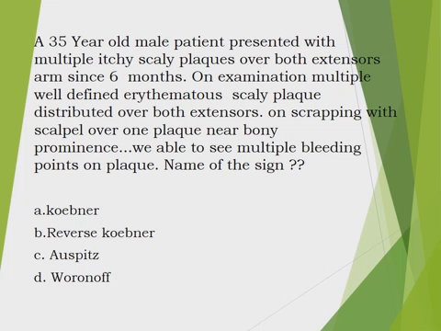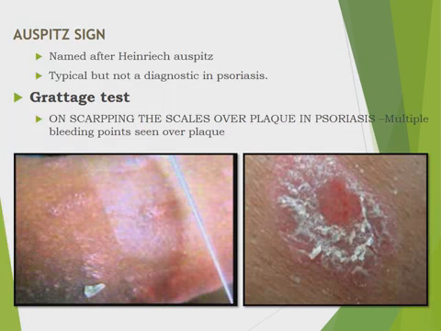Let's see each sign one by one. Auspitz sign is a very important topic. Each point I am depicting here is an MCQ. Auspitz sign is named after Heinrich Auspitz. It is very typical but not diagnostic in psoriasis. The test by which Auspitz sign is elicited is called the Grattage test. On scraping a candle wax, you see coherence of wax. Likewise, on scraping the lesion, you see accentuation of scales, which is called the Grattage test.